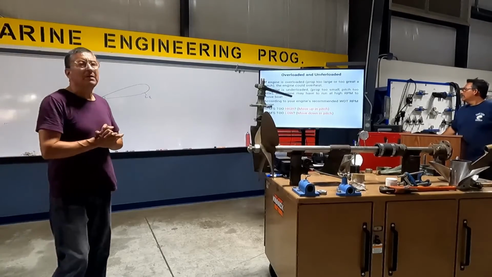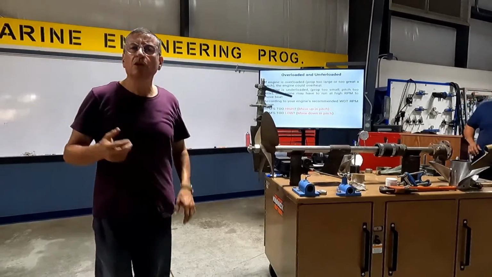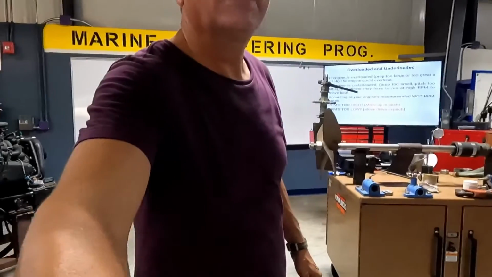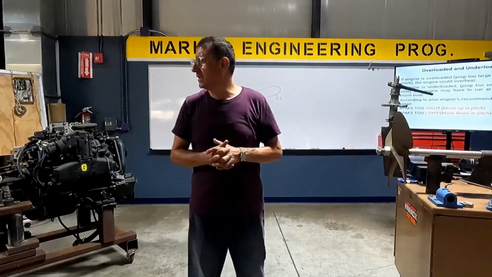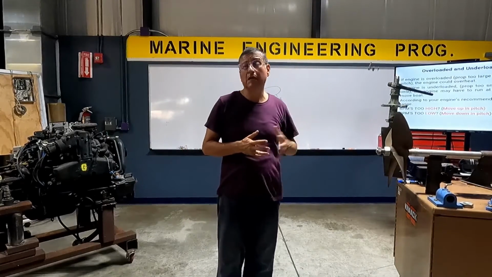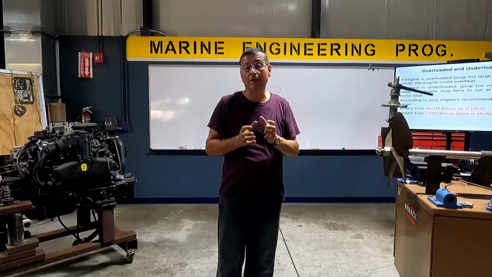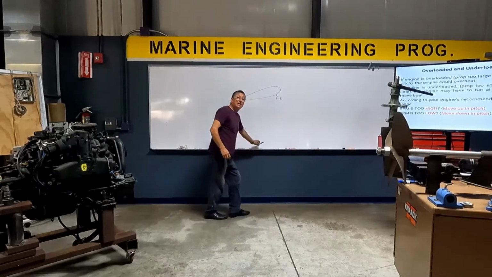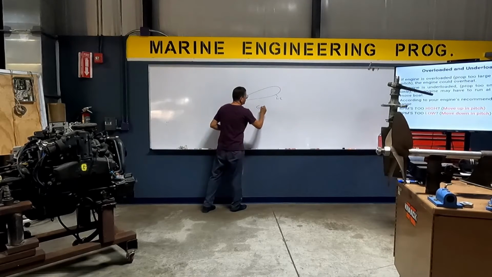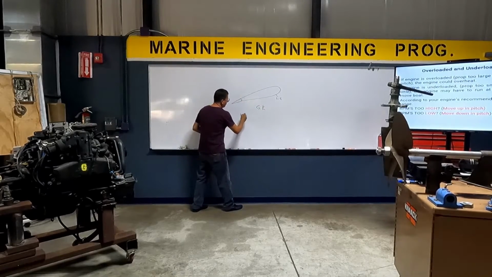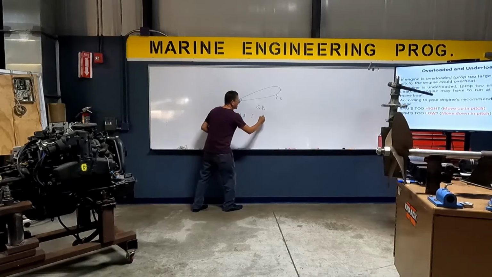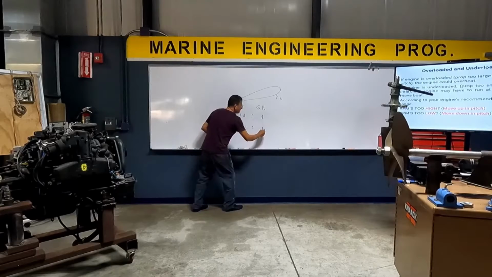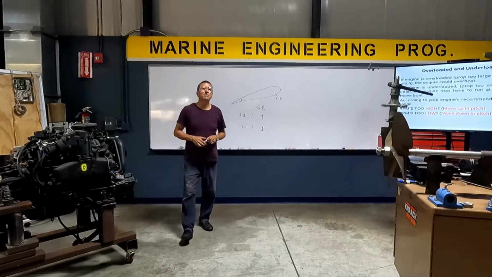Okay, good. Let me explain something about this. You remember that we talked about the gear ratio in the transmission. Normally in an inboard transmission, the gear ratios are between 1.8 to 1 and 2.1, 2.2 maximum to 1. This is for inboard propellers.